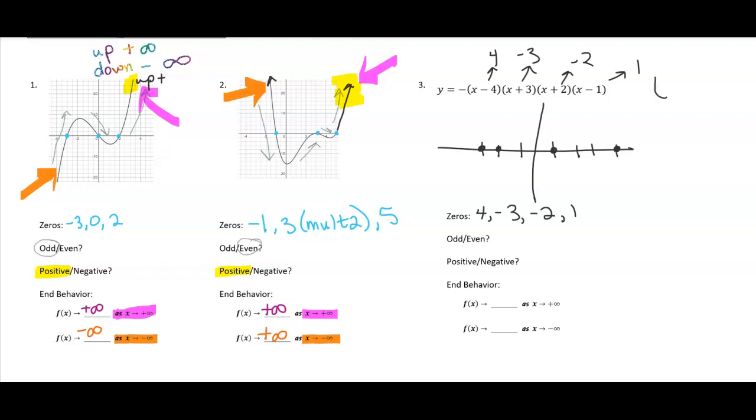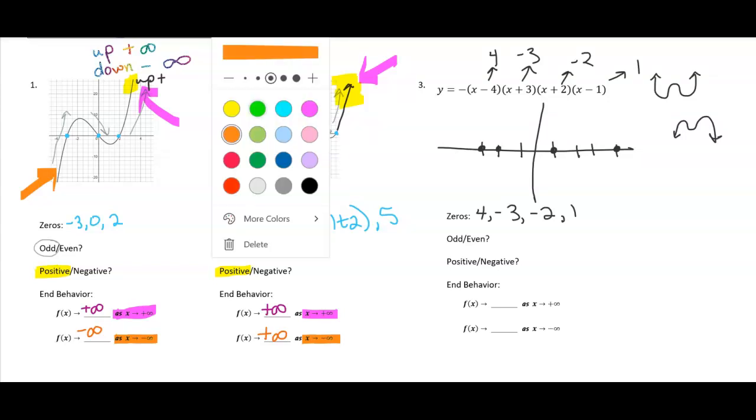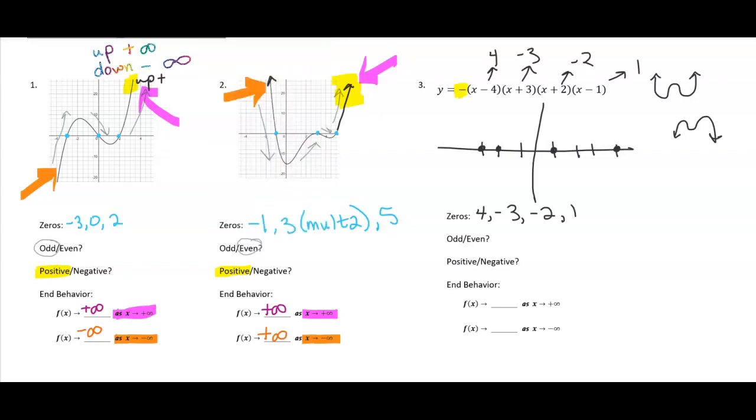Now, you see how there are 4 answers? So it either is going to look like this, or it's going to look like this. Okay. The way that I figure that out is I look right here. You see how this is negative? That tells me that this should be a negative function. I know that I'm not going to have any multiplicity because all the answers are different.